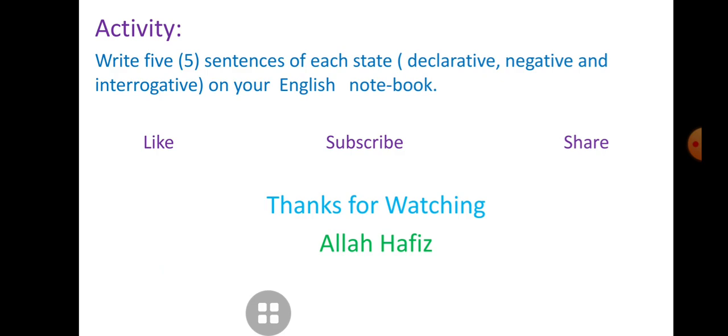Activity for you students: write 5 sentences of each, 5 declarative, 5 negative, and 5 interrogative sentences, and do write them in your English notebook.